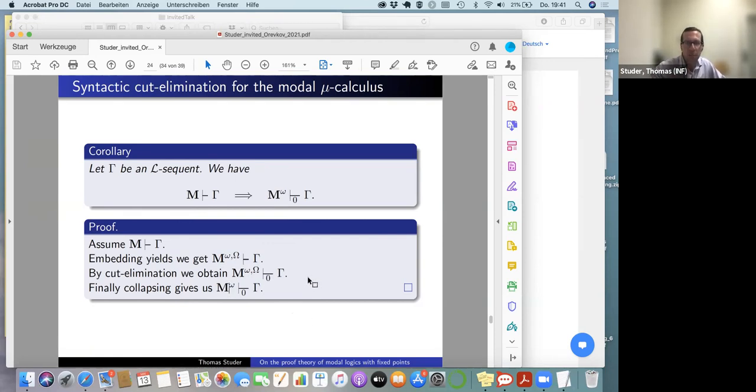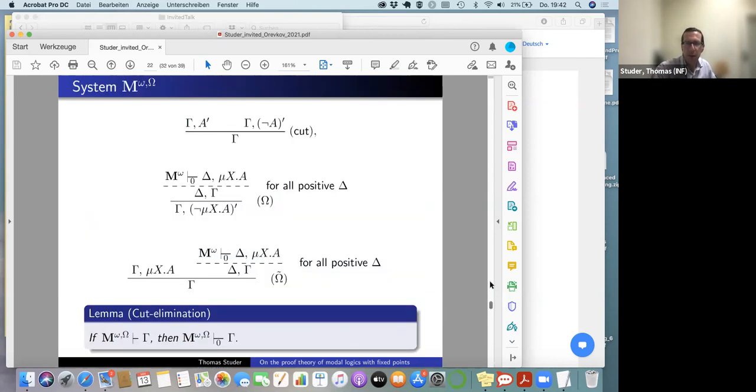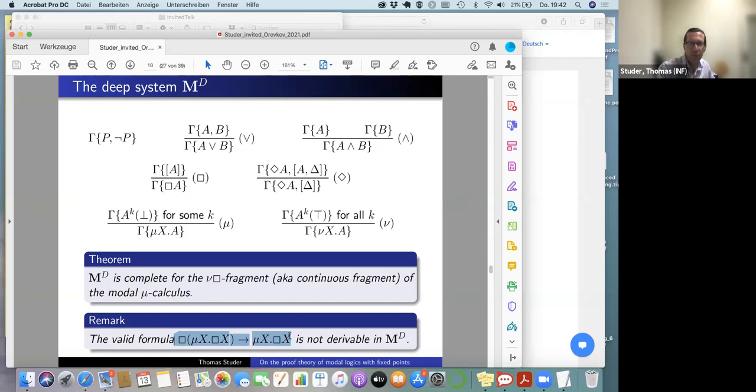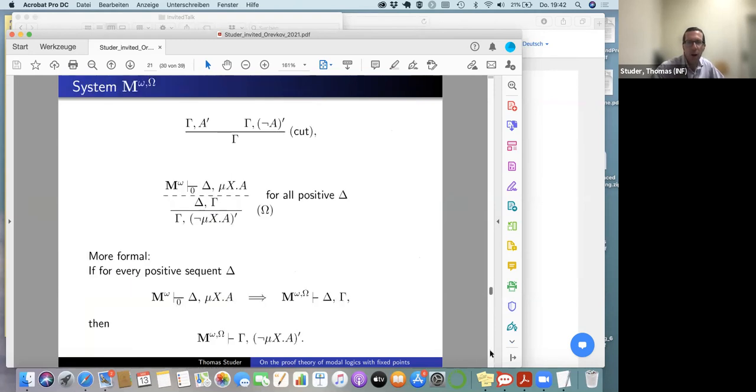Now, this works fine, but again, we don't have this for the full modal mu calculus so far. So our result that we proved involves only one variable. That means we cannot have interleaved fixed points at the moment. So we can have examples like this here. So this works. So it is more general than this deep sequence approach, but still we only have one variable.